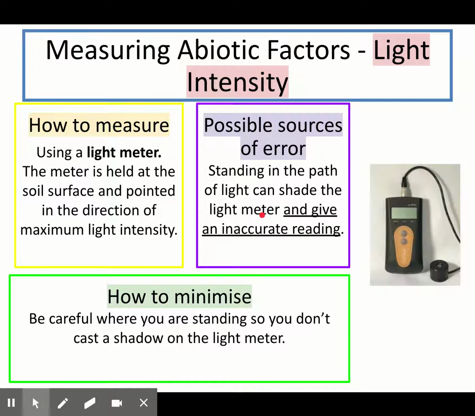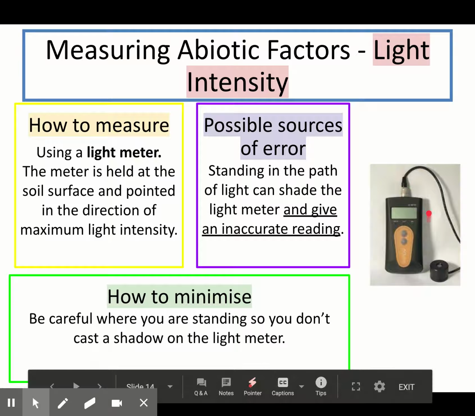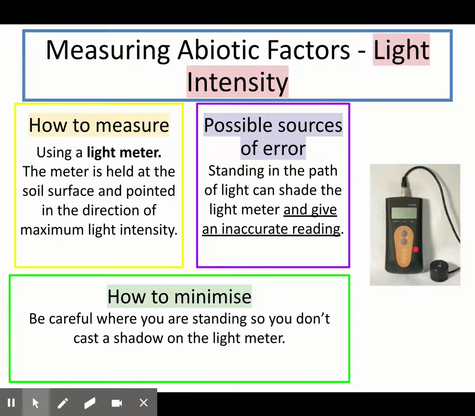So the first thing we're going to look at is light intensity and how to measure that abiotic factor. You use something called a light meter. The light meter was on that one we saw before, but here's a light meter here as well so that you can see it. Essentially, you take this meter and you hold it at the soil surface and you point it in the direction of maximum light intensity. So basically towards the sun or towards whatever the light source is.